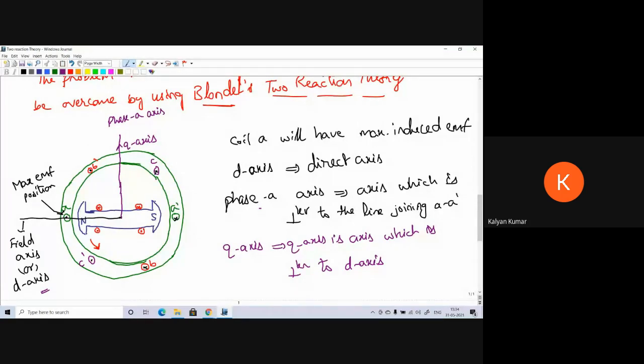That phase A axis is going to be perpendicular to the line joining A and A dash.